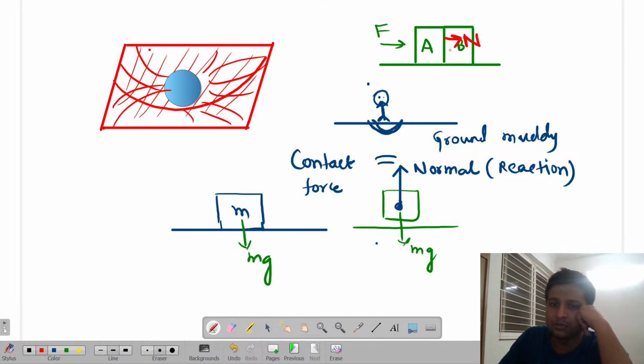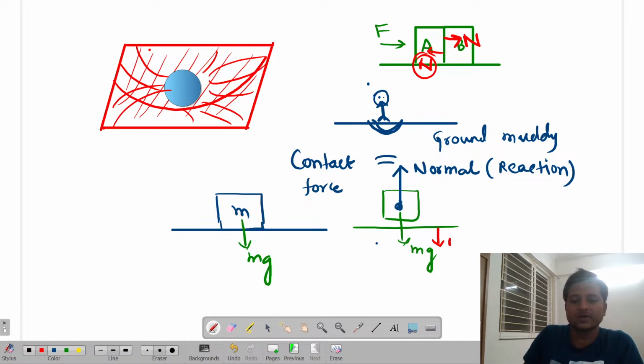Now block B will also try to push back with a force, according to Newton's third law. So once again a contact force appears, which we call normal. Are you able to get me or not? Understood perfectly. Here also, for this normal there is another normal present on the ground, but as the ground is so big, this normal just gets absorbed.